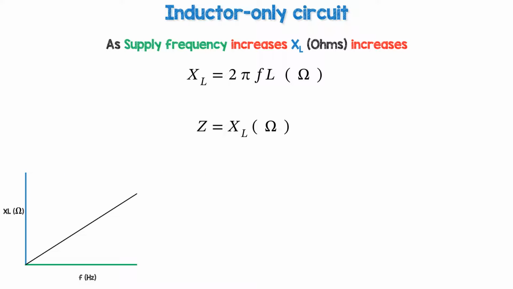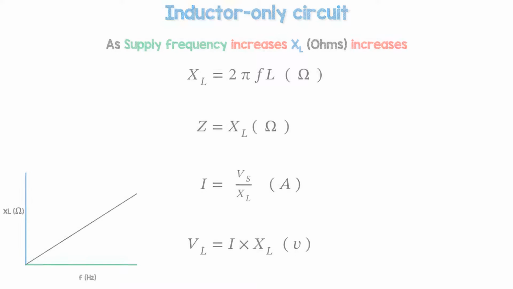The circuit impedance is just the inductive reactance, as it is the only component in the circuit, assuming it is an ideal inductor with zero resistance and zero capacitance. The circuit current in amps from Ohm's law is volts divided by ohms, which is the supply voltage divided by the impedance or reactance. The voltage drop across the inductor VL using Ohm's law is the current in amps multiplied by the reactance in ohms.